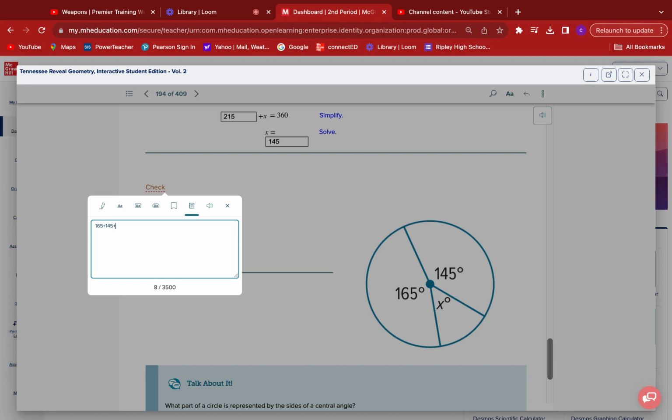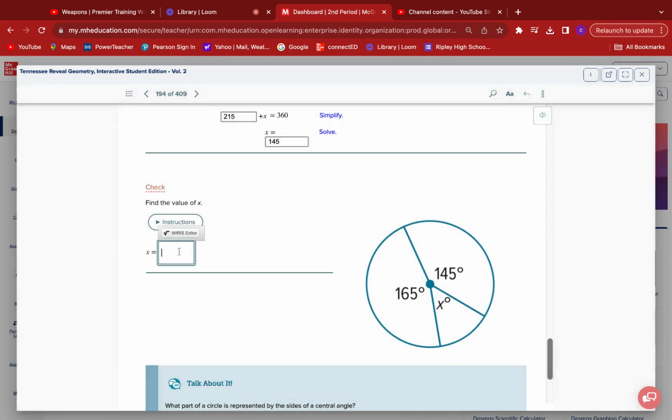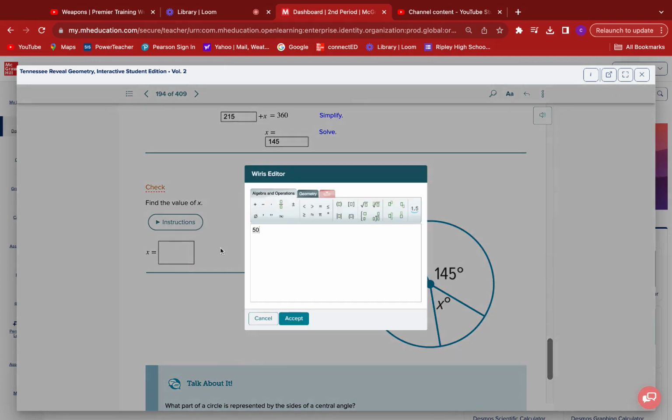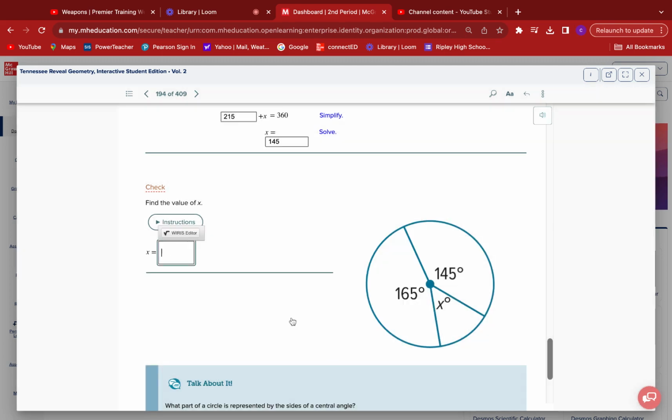My goodness, apparently I can't type. Equals 360. All right, now subtract those two from the other side, or add them and then subtract the sum, which is fine. You're going to get the same answer, so it doesn't really matter. And you're going to get 50. So X is 50 degrees. And there we go, 50 degrees.